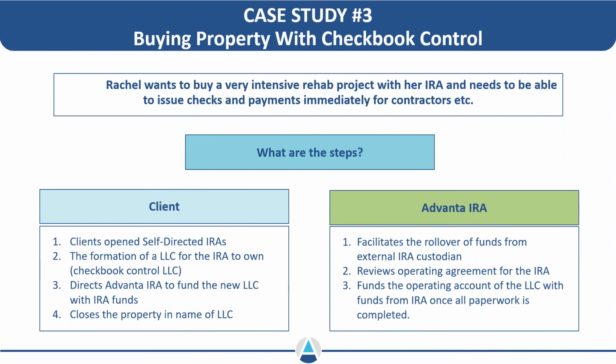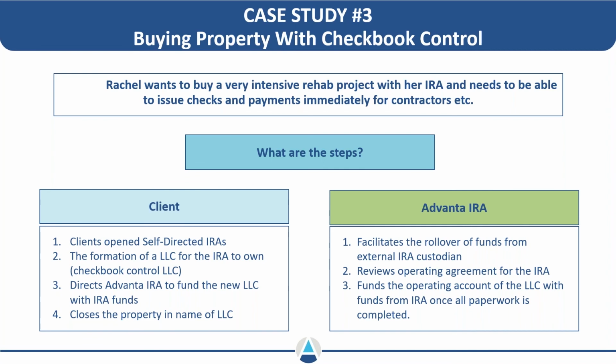Then from there, what does Advanta do? So we again facilitate the rollover and transfer of funds from the external IRA custodian or old 401k, thrift savings, 457, 403b, etc. That's always the first step in the process for us. Then from there, we're going to be reviewing an operating agreement for the IRA. So the IRA being named as the member of an LLC, that's what we're concerned with.